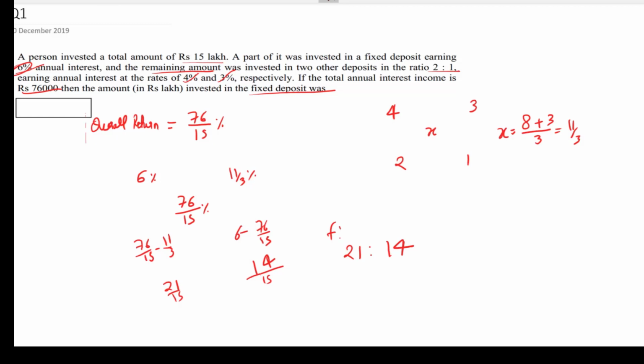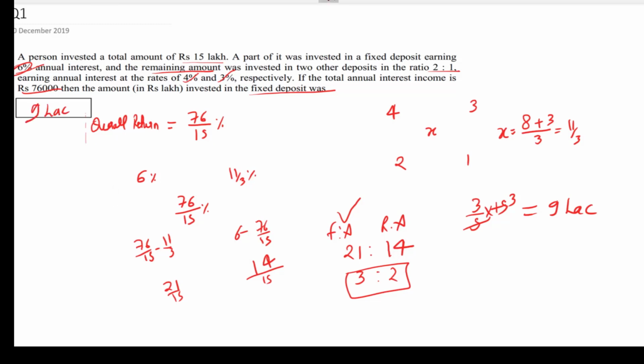This will be the fixed amount, and this will be the remaining amount. So the ratio finally will be 3:2. Now we need to divide 15 lakh in the ratio 3:2 and find this part. So this part will be 3 by 5 into 15, that would be 9 lakh. This will be the answer, 9 lakh.